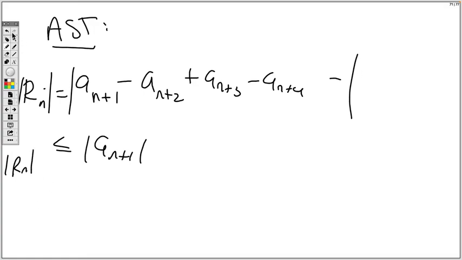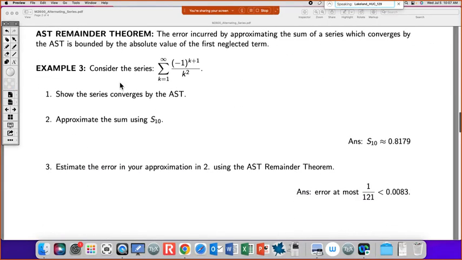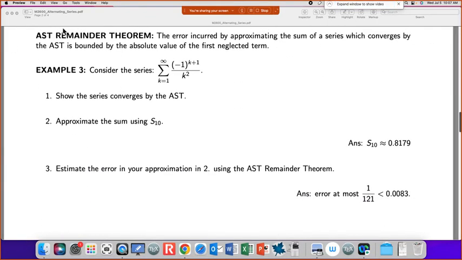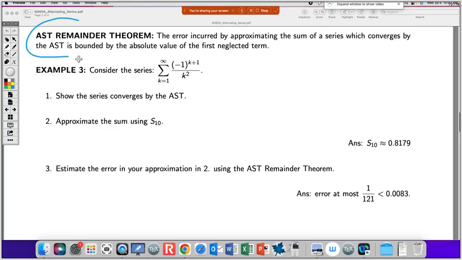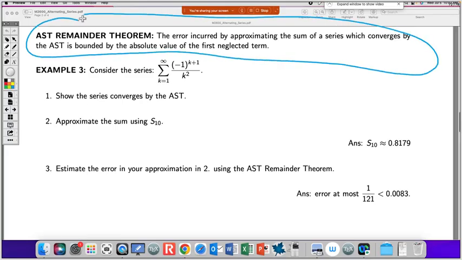And so the remainder theorem for the alternating series test, I like to think of it as your error or your remainder is always less than or equal to the first neglected term. The first term that you didn't add in is going to be a bound for your remainder. So this is the big remainder theorem here. The error incurred by approximating the sum of the series, which converges by the AST, is bounded by the absolute value of the first neglected term. So let's do an example.